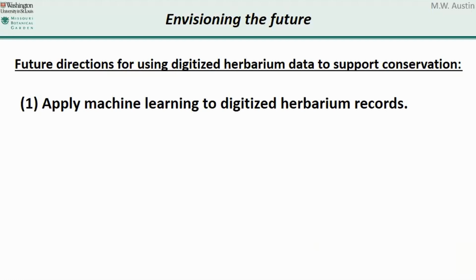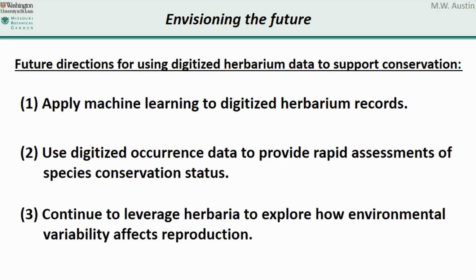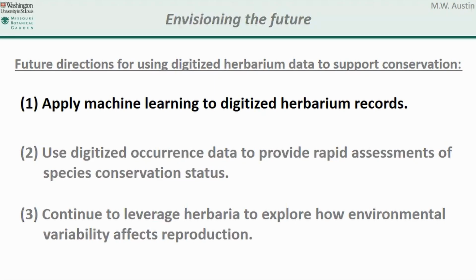So I have three general directions for working with digitized herbarium data. The first of these is to apply machine learning to digitized herbarium images. The second is using digitized occurrence data to provide rapid assessments of species conservation status. And then the third is to continue leveraging herbaria, and in particular digitized herbarium data, to explore how environmental variability affects reproduction. So I'd like to start with how I plan to apply machine learning to digitized herbarium records.